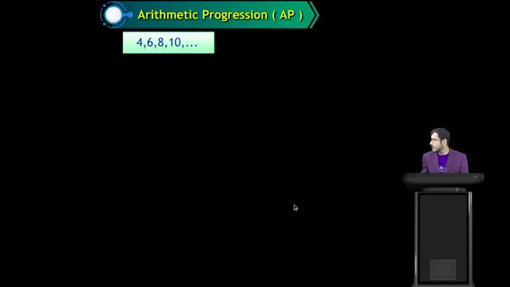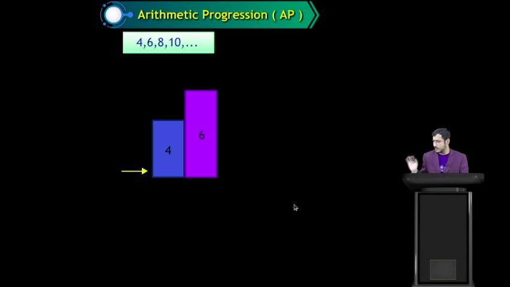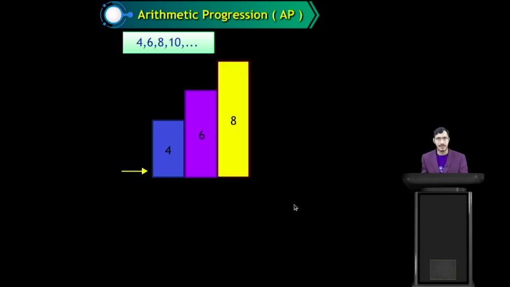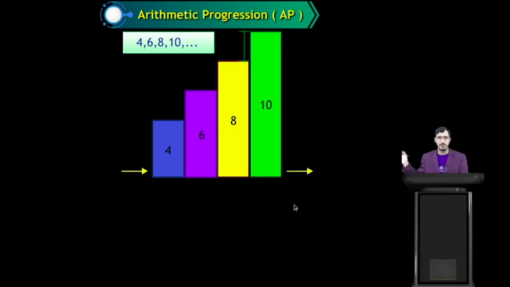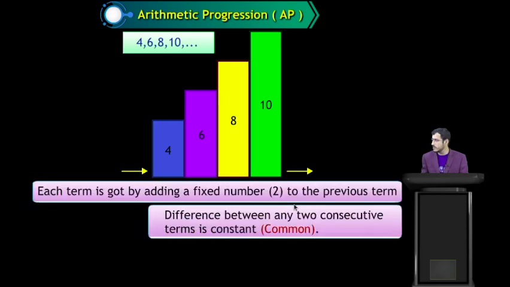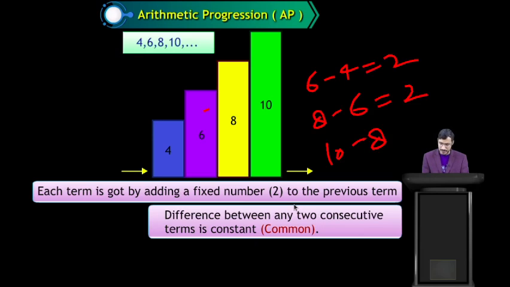Now 4, 6, 8, 10. So 4 is the first term here, then 6 is our second term, 8 is our third term, and 10 is our fourth term. Now you can see, student, the difference between each: 6 minus 4 is 2, 8 minus 6 is also 2, and 10 minus 8 is also 2. So the differences are the same here, that means the difference is constant.